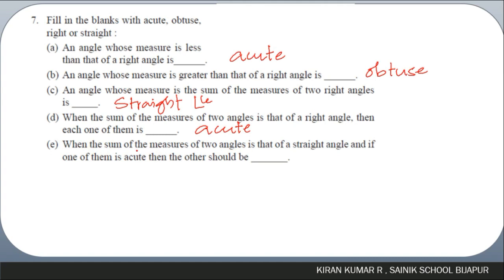When the sum of the measure of two angles is that of a straight angle, and if one of them is acute, then the other one must be obtuse. I'll give an example for that. If you consider these two angles, if this angle is acute and this angle, obviously it has to be obtuse, and their sum is making 180 degrees.